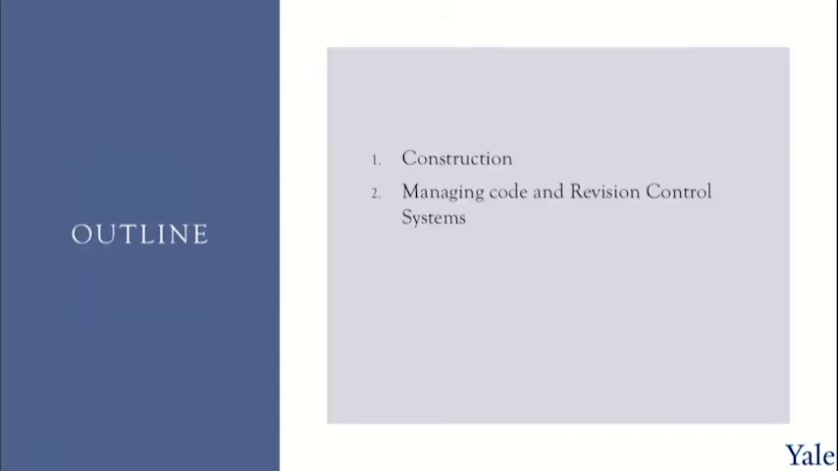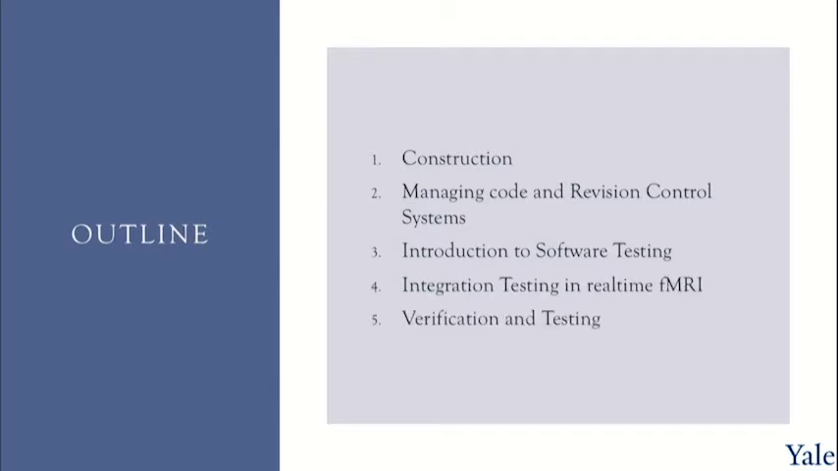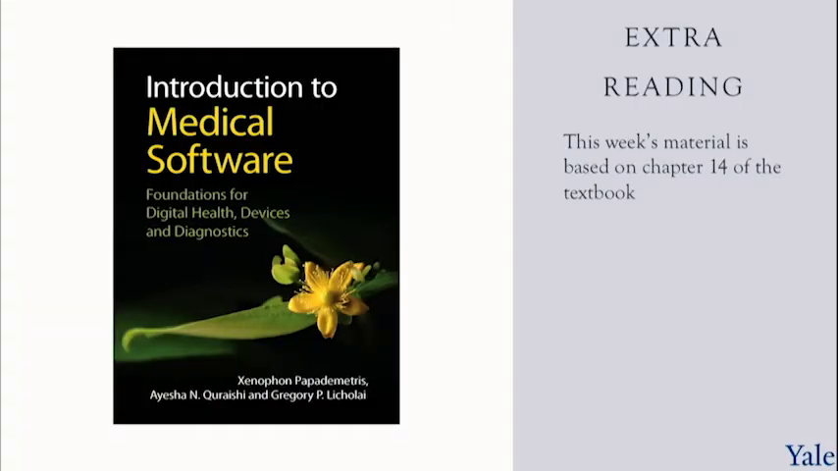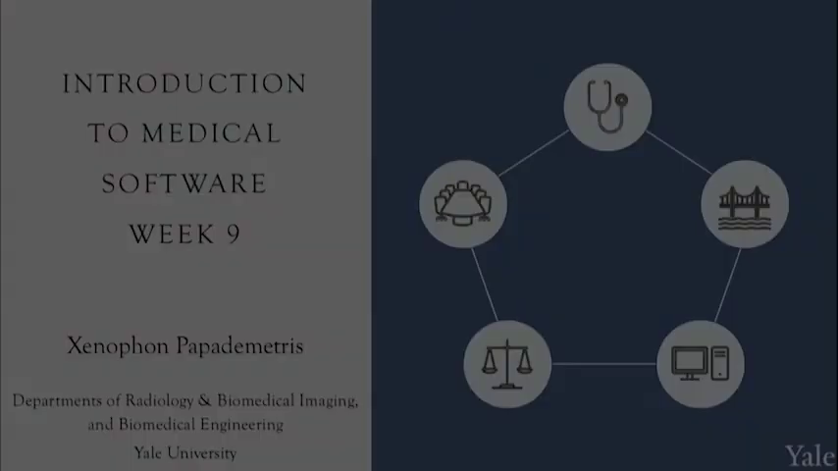The first 2 are going to focus on code. First, the process of construction or programming, and then managing code and revision control systems. Then we'll do an introduction to software testing. In the last 2 segments, first we'll do an example of integration testing within the context of real-time fMRI, and then we'll do a final segment on verification and testing and thinking about how one goes about developing a testing plan for software. As before, we're following the textbook, and this week's material is based on chapter 14 of the textbook.